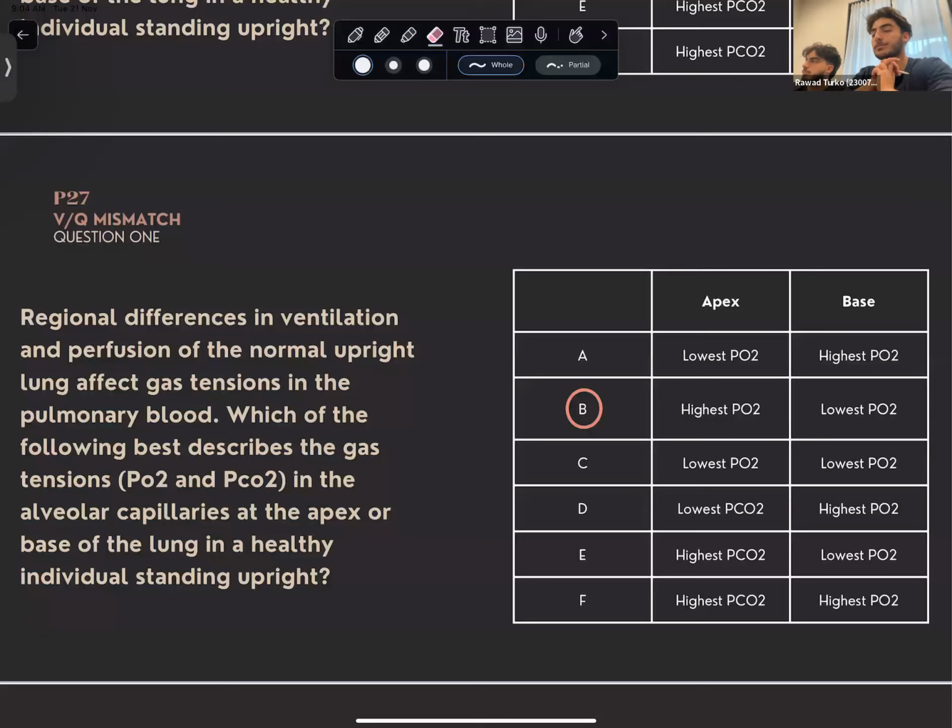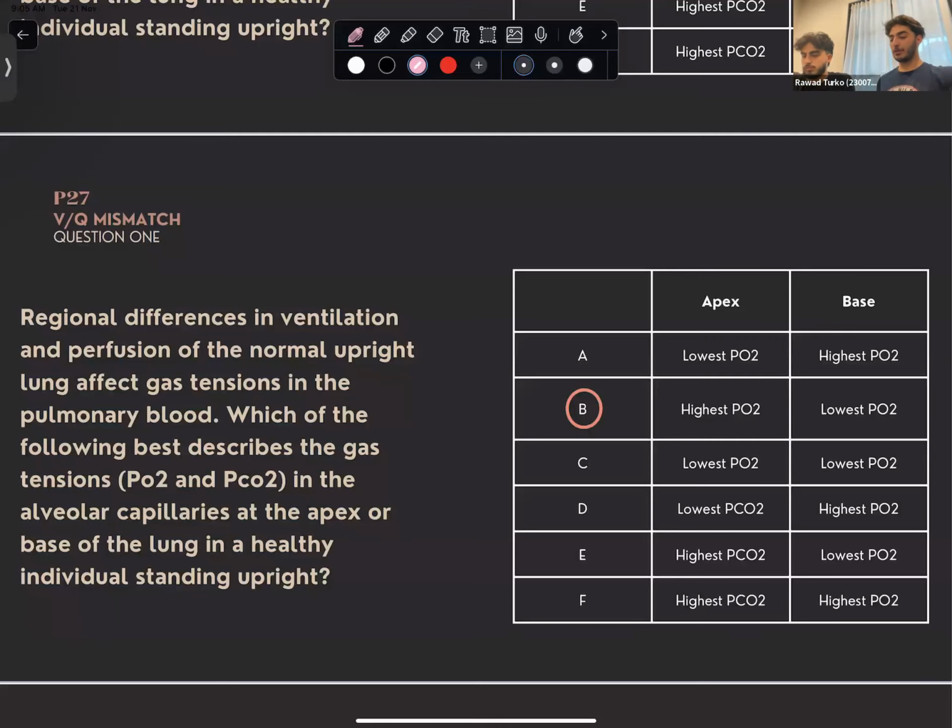Okay. Well, we don't really look at compliance at all when we're talking about the gas tensions in the pulmonary blood, because we're talking about the gas tensions. We're not talking about the inflation and deflation of the lungs. We're talking about the entire ventilation perfusion thing. So this goes down to the VQ ratio.